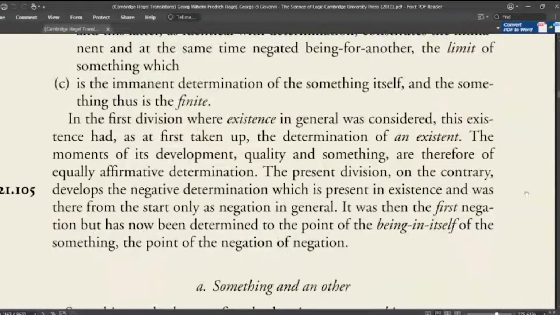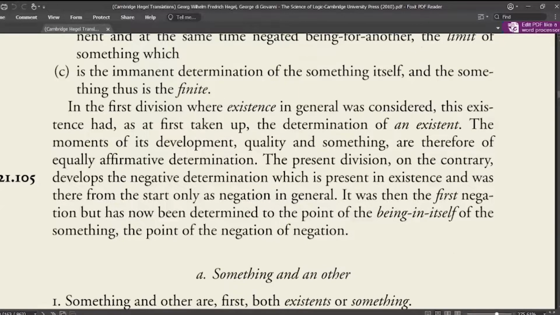In the first division, where existence in general was considered, this existence had, as at first taken up, the determination of an existent. The moments of its development, quality and something, are therefore of equally affirmative determination. The present division, on the contrary, develops the negative determination, which is present in existence and was there from the start only as negation in general. It was then the first negation, but has now been determined to the point of the being in itself of the something, the point of the negation of negation.